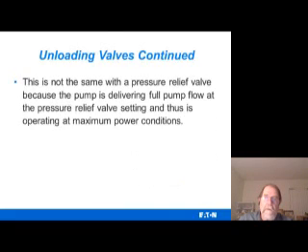So if you want to lock an arm in place or something like that, another valve you could do that with is a sequence valve. This is not the same as a pressure relief valve, because the pump is delivering full pump flow at the pressure relief valve setting and is thus operating at maximum power conditions.